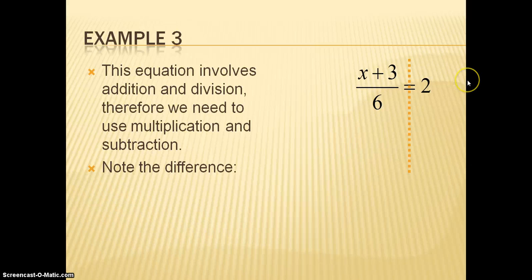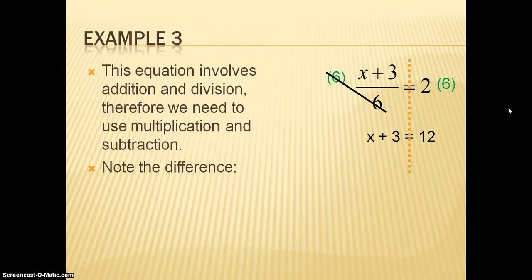So the first thing we're going to do is a times 6 on both sides, because remember, this represents division. By doing times 6, these 6's here are going to cancel out, and we get ourselves a 1, and all we're left with now is x plus 3, while on the right-hand side we have 2 times 6, which is 12.